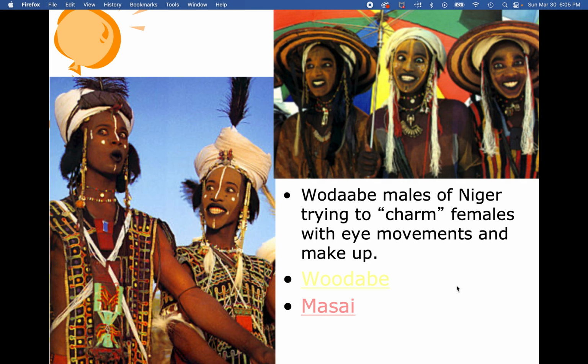Okay, that's the Wadabi. The Wadabi are really kind of interesting because they consider themselves the most beautiful people, the humans on Earth. And that's one of the reasons why they do all these things. That's why the males paint themselves up like this. Let's look at the Maasai.